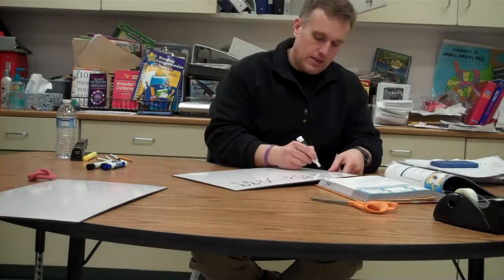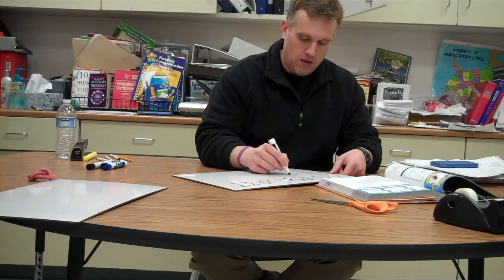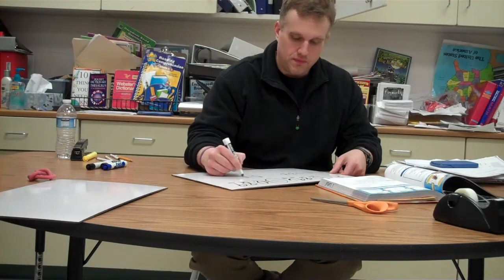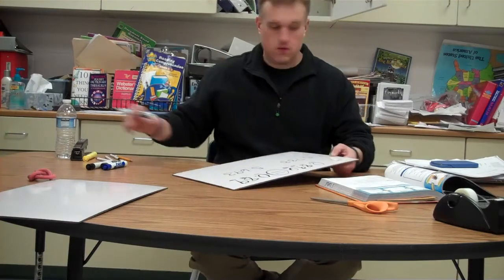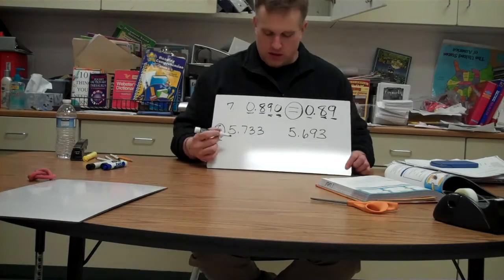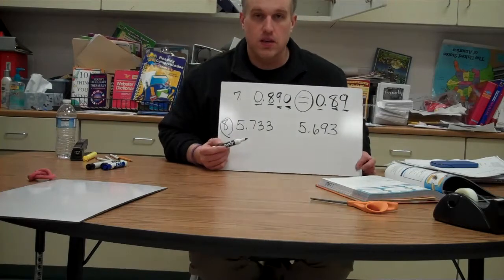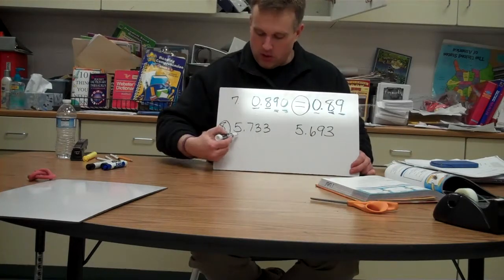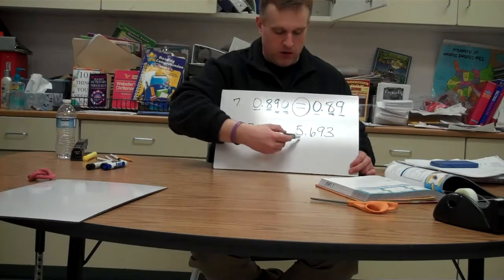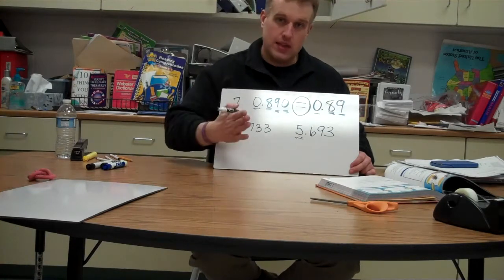Okay, let's look at number 8. Okay, so I have 5 and 733 thousandths and 5 and 693 thousandths. So again, I'm going to start with my whole number. My whole number on this side is to the left of my decimal, which is a 5. I come over here and I look at this number left of my decimal. It is 5. Those are the same. So I need to go to the tenths place.